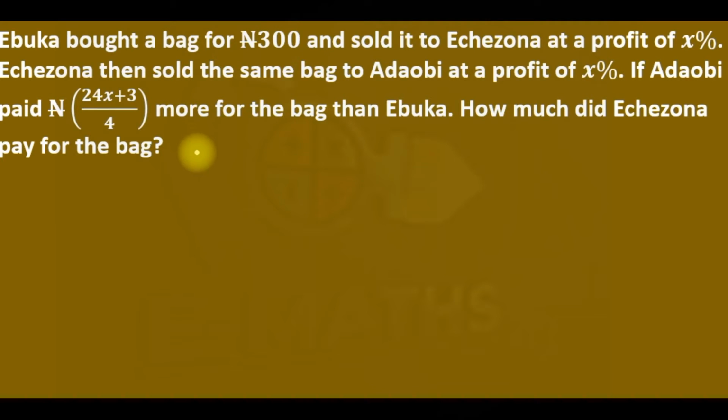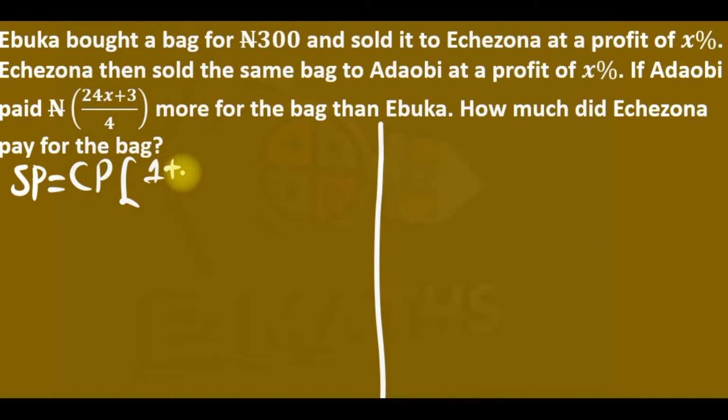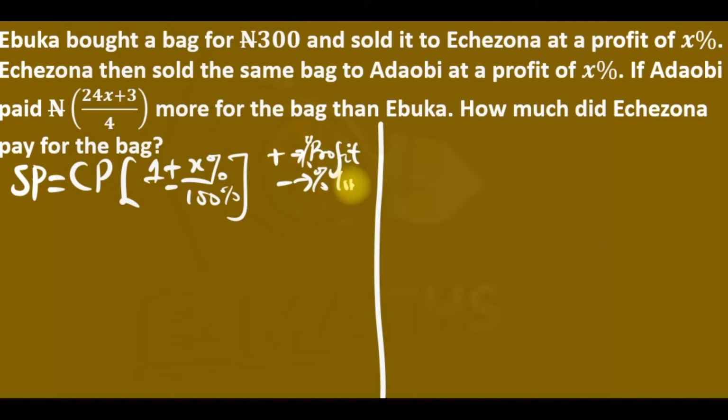First, we know that the relationship between selling price, cost price, and percentage profit or loss is given by: the selling price is always the cost price times (1 plus or minus x percentage over 100), where plus is percentage profit and minus is percentage loss. I've derived it in my former video. So that's the first thing we'll have to know.